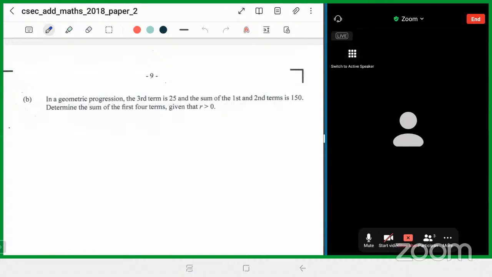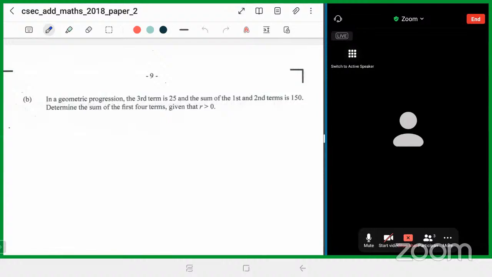Thinking? Yeah. In a geometric progression, the third term is 25, and the sum of the first and second term is 150. If it's just two terms, just write them down individually. Now put them equal to 150, the sum of the first and the second term. Determine the sum of the first four terms, given that R is greater than 0. So it's a simultaneous equation situation again, right?